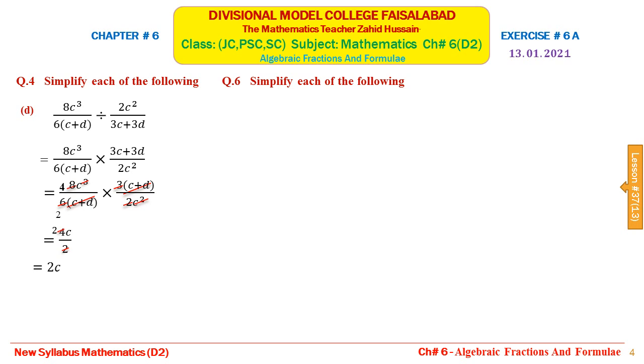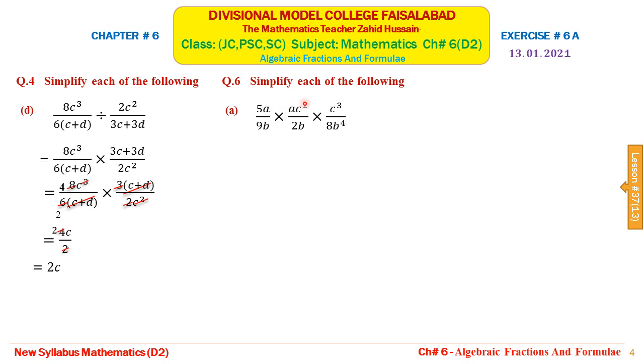Question number 6. Again we are asked to simplify each of the following. A part is there are 3 fractions and all the fractions are to be multiplied. So we will see whether there is something common in numerators and denominators. We see that nothing is being common. 5, 9, 2 and 8 cannot be cancelled with each other. So we will multiply the numerators of each fraction together.